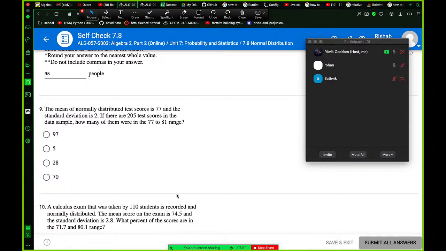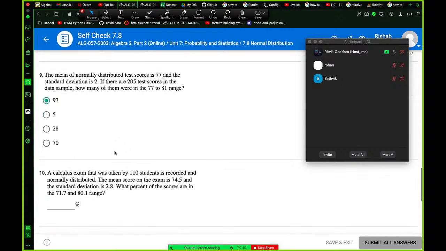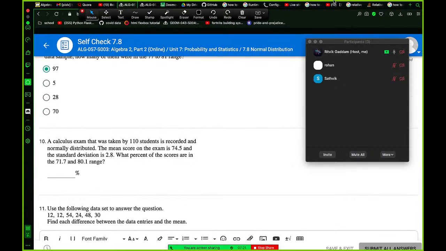What'd you say? It's 97 because, so remember the 47.5? It's gonna be the same, that applies here also. So do 47.5 times 2 and 205 over 100, then we get 97. Okay. Good job.